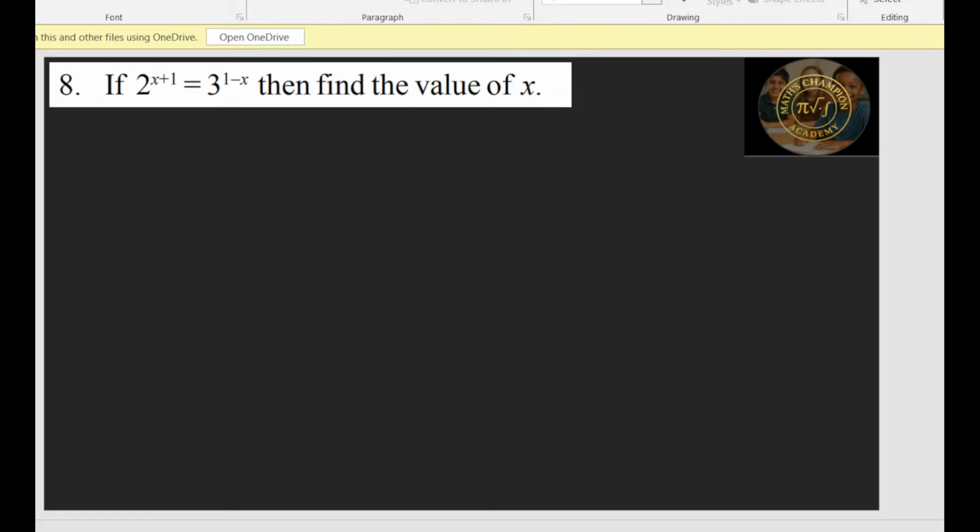Now look at, we are going to discuss some important problems from the real number chapter 1. Try to solve this problem. Now I am explaining this. I hope the screen is clearly visible. Now look at here. Problem is, it is also one of the important problem. What is given? 2 power x plus 1 is equal to 3 power 1 minus x. Then find the value of x.